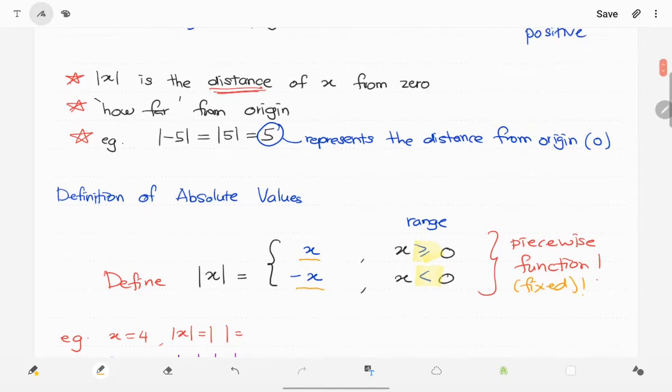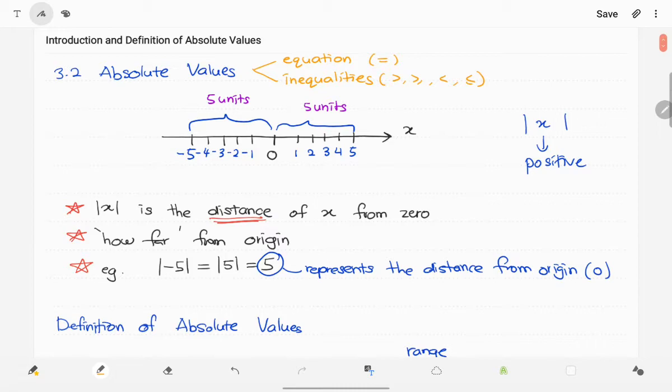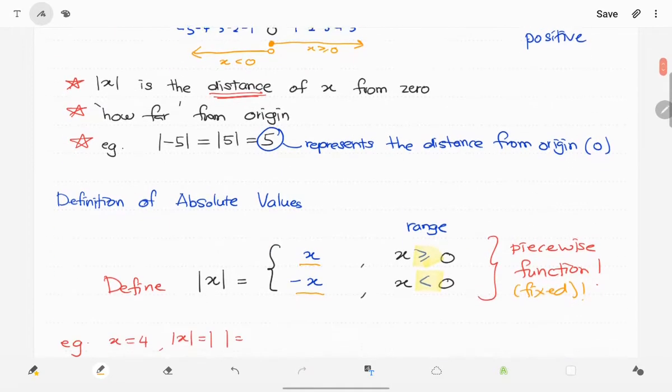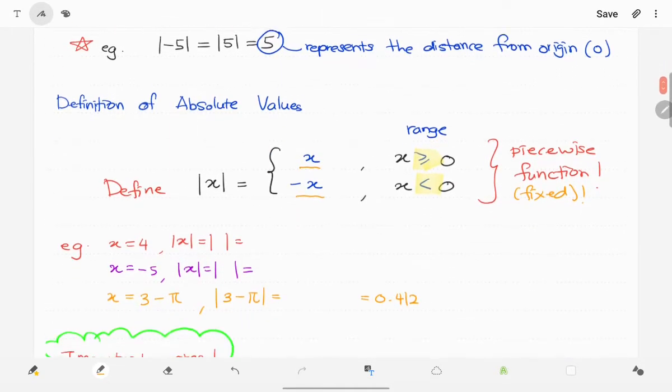Because in the number line, if you already choose the origin, that means 0 is included to the right, and then 0 to the left is not included. So this is x greater than or equal to 0. This is x less than 0. Okay, basic number line.